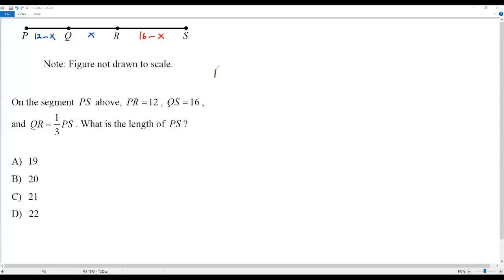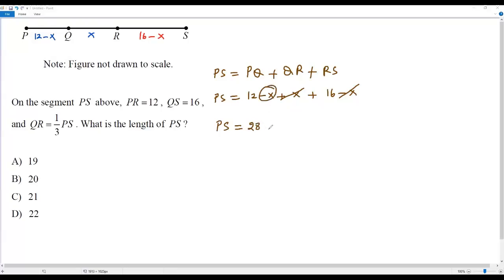Our aim is to get the length of PS. So PS equals PQ plus QR plus RS. Now let's plug in the values. The value of PQ is 12 minus X, for QR we have X, and for RS we have 16 minus X. Here the positive X and negative X cancel, and we get PS equals, when I combine 12 and positive 16, 28, and we have minus X over here.